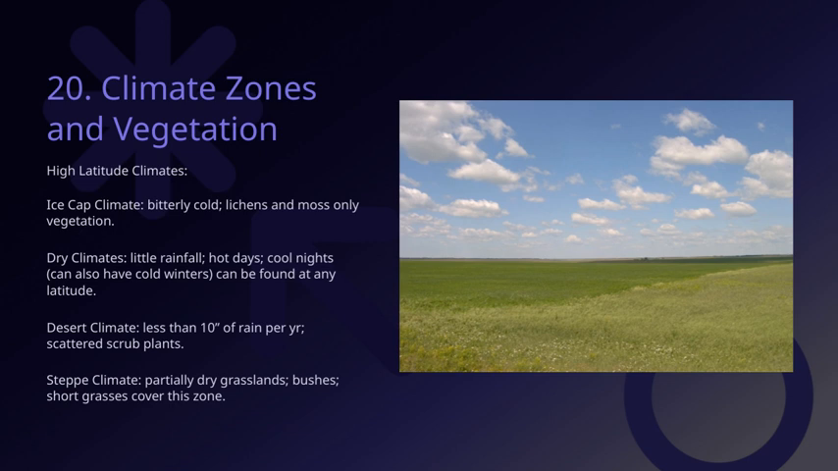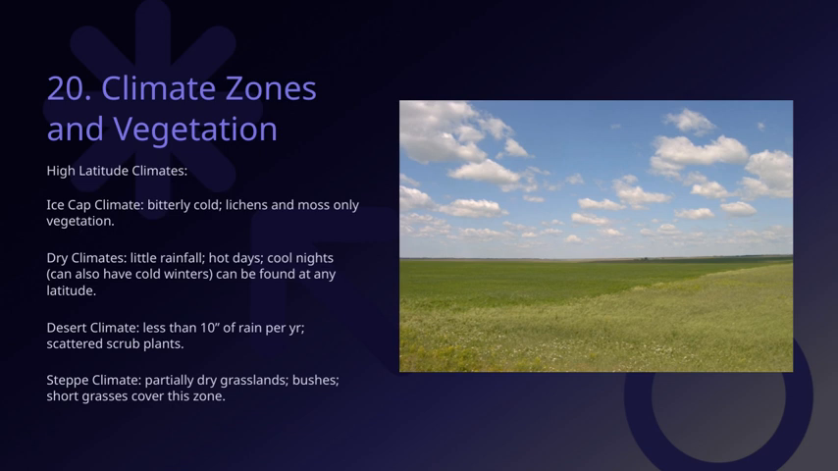Next is the desert climate, which receives less than 10 inches of rain per year. In these areas, scattered scrub plants are typical, adapted to survive with minimal water. Moving on to dry climates in general, these regions experience very little rainfall, and they tend to have hot days and cool nights. Interestingly, they can also have cold winters, and you'll find these conditions at any latitude. This variability makes these climates quite diverse.